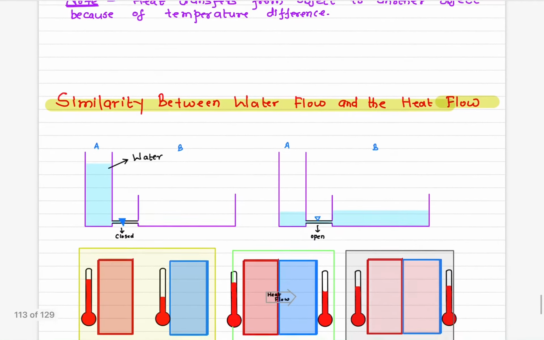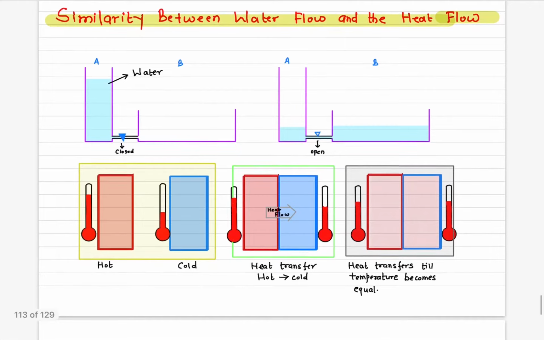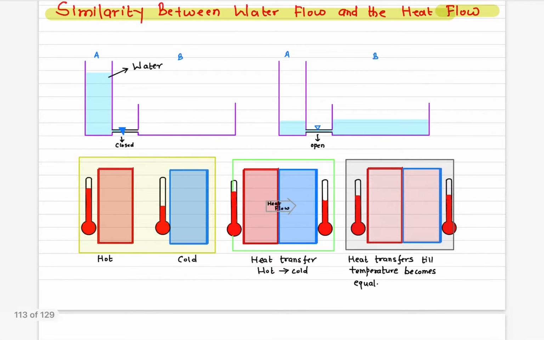So here I have made some diagrams just to show you the similarity between the water flow and the heat flow, because it is easy to conceptualize and visualize the water flow. And if you understand how the water flows, then you should be able to translate that to heat energy, or understand how the heat flows. So here I have different vessels.